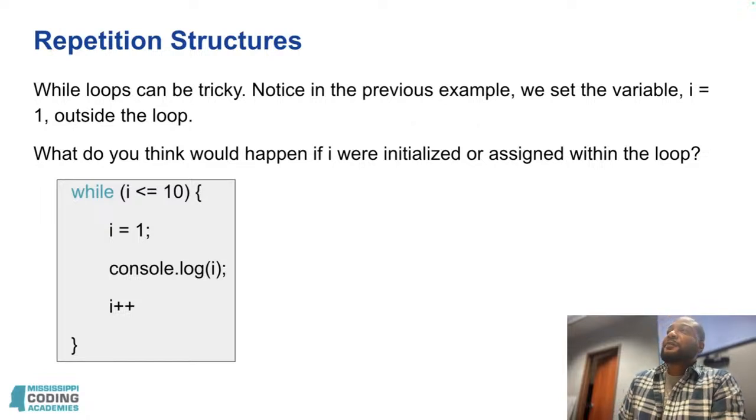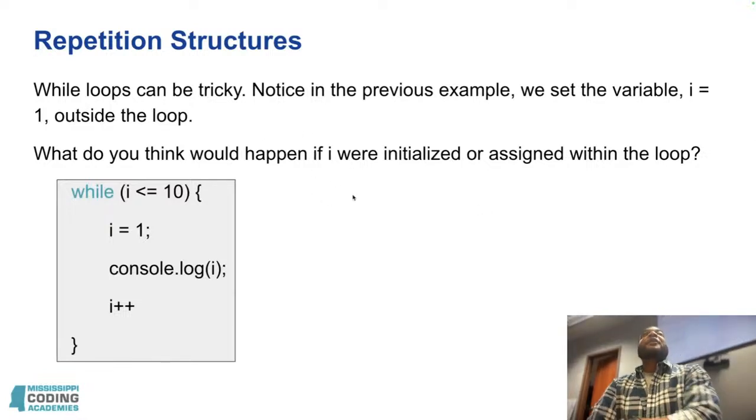So when using a while loop, there has to be something that sets the gameplay to false. All right. So let's look here. While loops can be tricky. And we noticed in the previous example that we set the variable i gets 1 outside of the loop. What do you think would happen if i were initialized or assigned within the loop? What's happening here? It would always be set back to 1, which means we've done what? We've created an infinite loop.